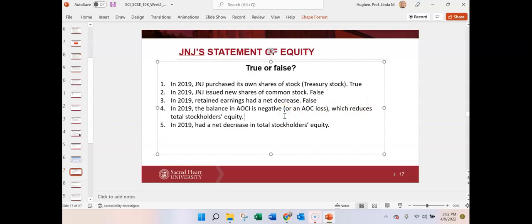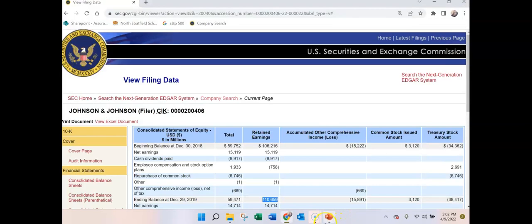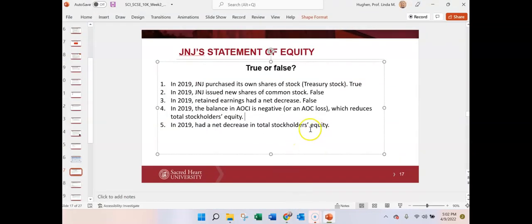In 2019, the balance in accumulated other comprehensive income is negative. In other words, there was an accumulated other comprehensive loss, which reduces stockholders' equity. Let's go to our AOCI. I see it started with a loss. A greater loss was added to that, and so it ends with a loss. So the answer to that is true.